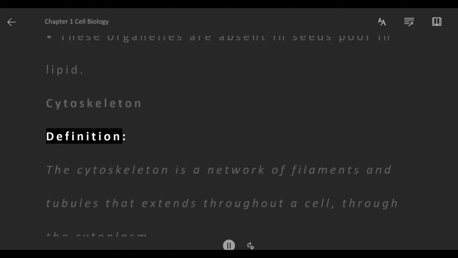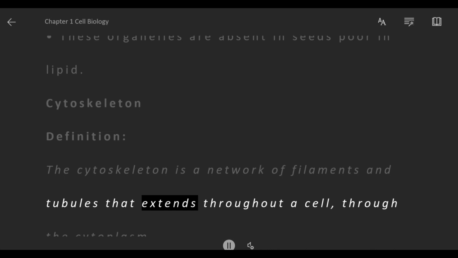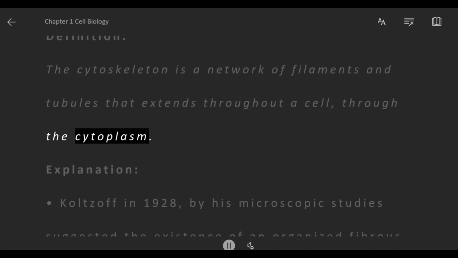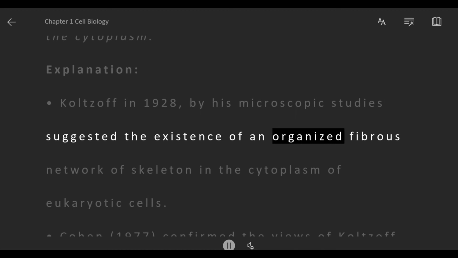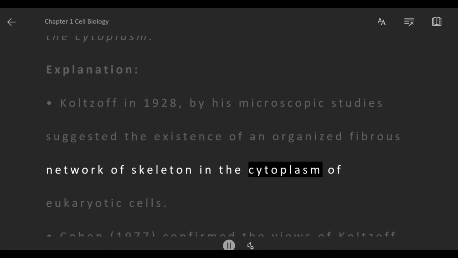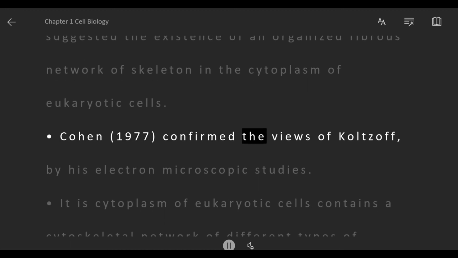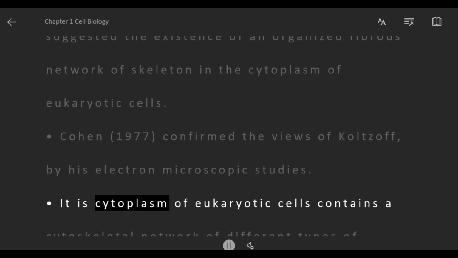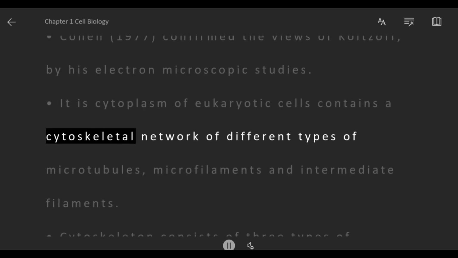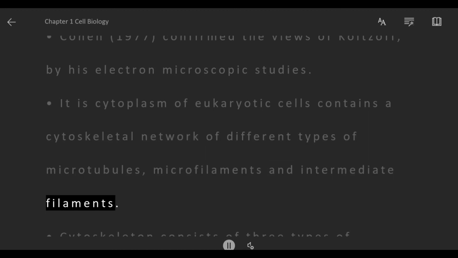Cytoskeleton. Definition: the cytoskeleton is a network of filaments and tubules that extends throughout a cell, through the cytoplasm. Explanation: Koltsov in 1928, by his microscopic studies, suggested the existence of an organized fibrous network of skeleton in the cytoplasm of eukaryotic cells. Cohen, 1977, confirmed the views of Koltsov by his electron microscopic studies. The cytoplasm of eukaryotic cells contains a cytoskeletal network of different types of microtubules, microfilaments and intermediate filaments.